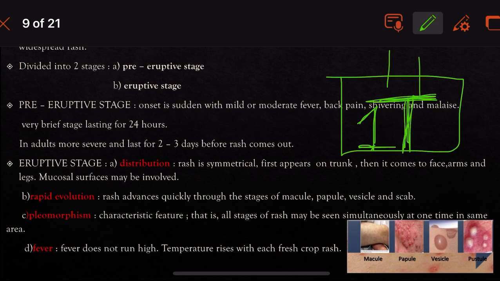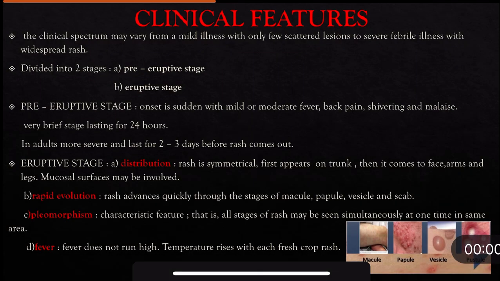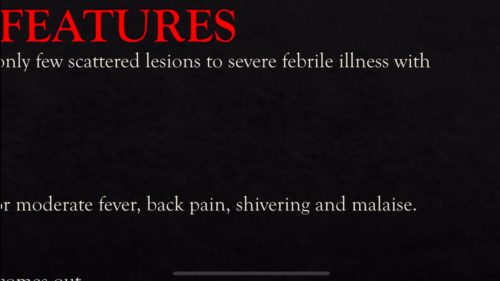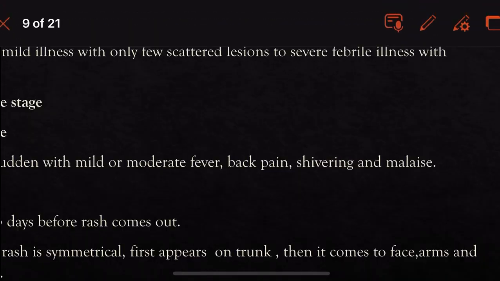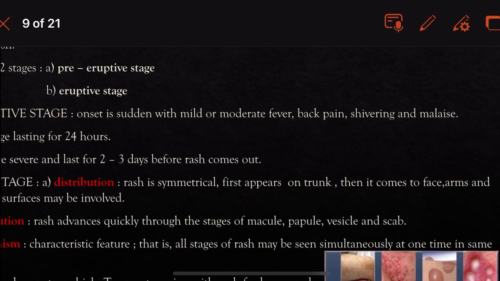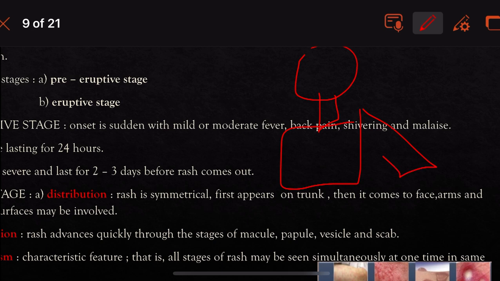Then it is going to the... I don't know, there's some error. Just a second. Yeah, let's continue. I'm sorry. We'll keep it like this. Let's just draw this here.